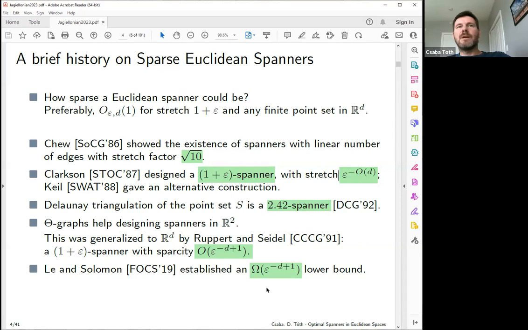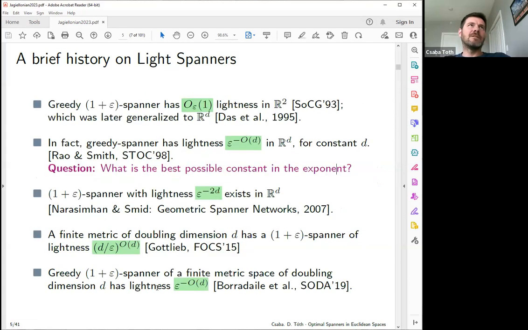The best dependence on epsilon was already determined 4 years ago, with matching upper and lower bounds. The lower bound was proven by Hung Le and Shay Solomon. So that's a success story. What do we know about lightness?